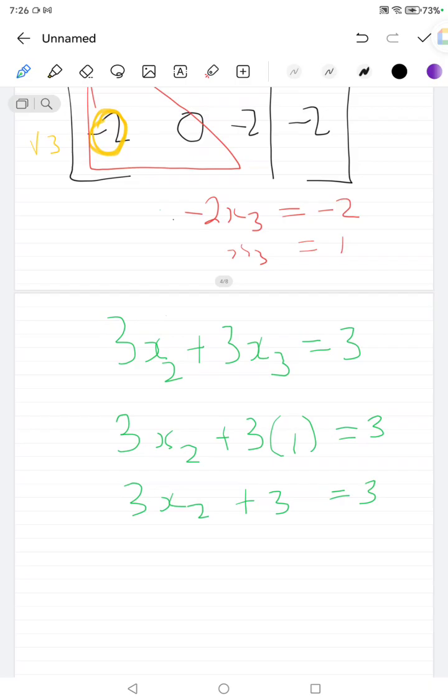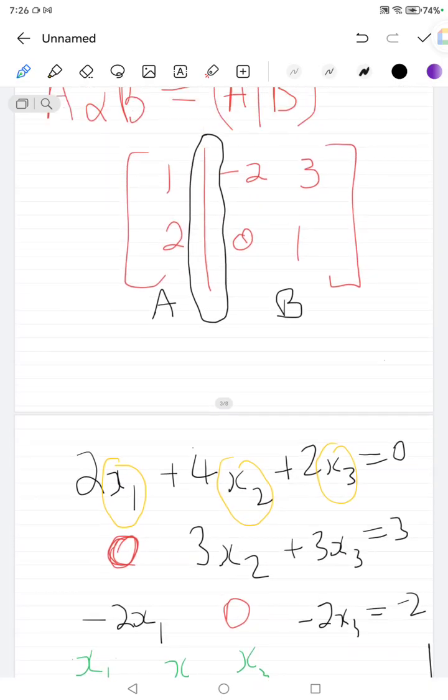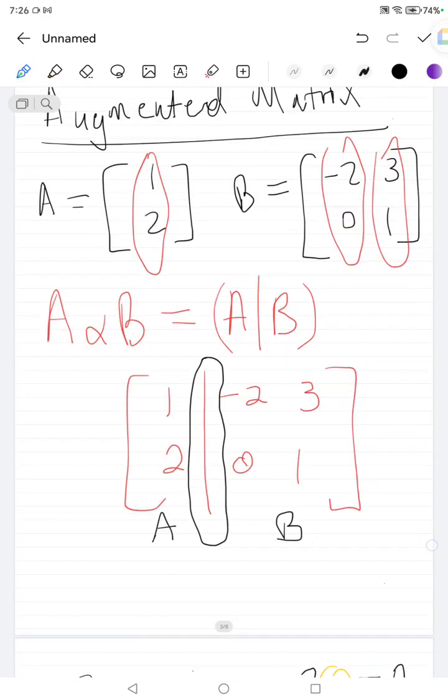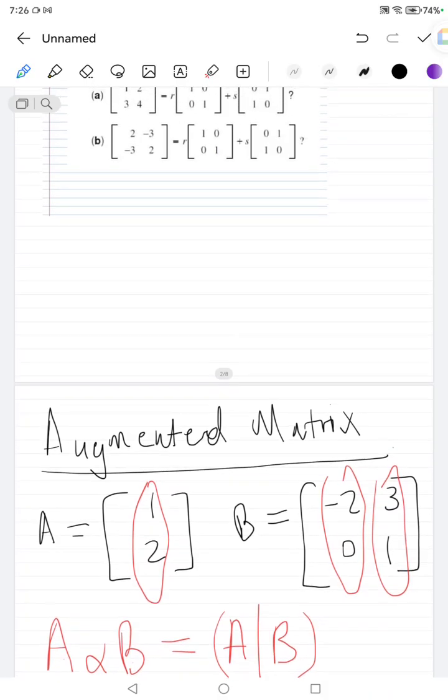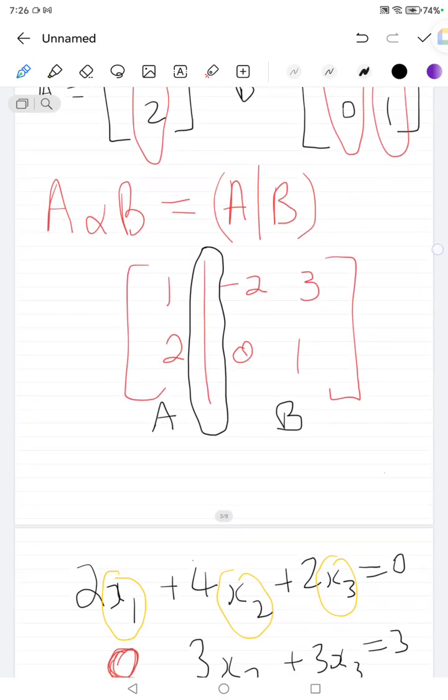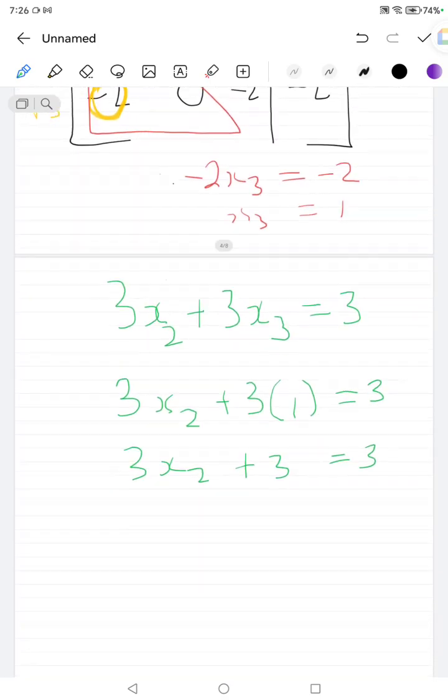This one, why is it giving me undefined? Perhaps it's just going to be one of those examples where, let me check if they wanted me to solve it further. No, they just wanted us to solve it in augmented form.